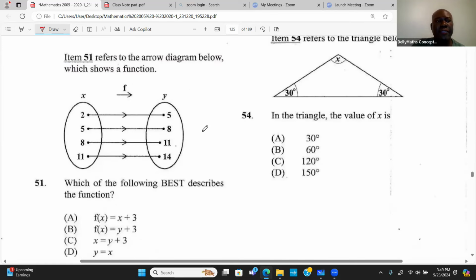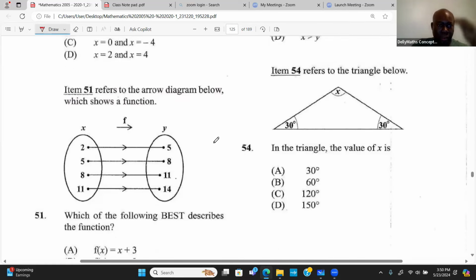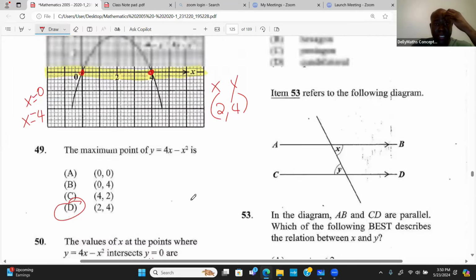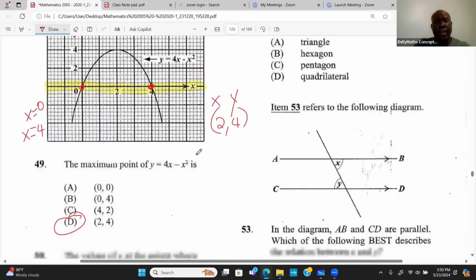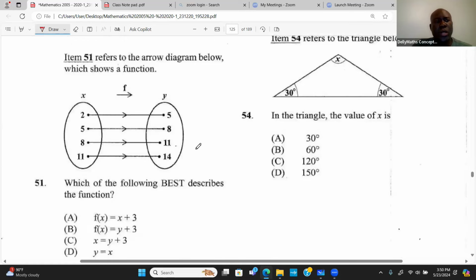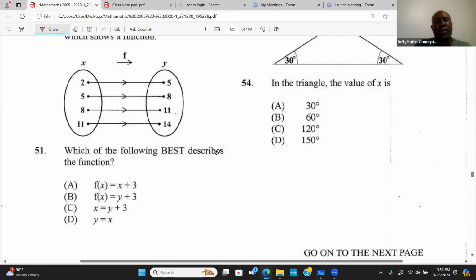All right, let's take a look at 51. Did I miss any? Oh, no, I didn't. All right, good. So we're at 51. 51 says, which of the following best describes the function? What you want to do is see which one of these actually represents the idea. You could go through a process of elimination, or you could just make a quick look to see what's going on. So let's take a look.